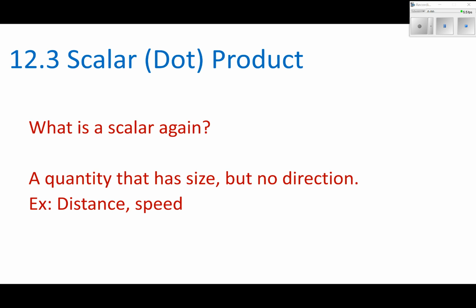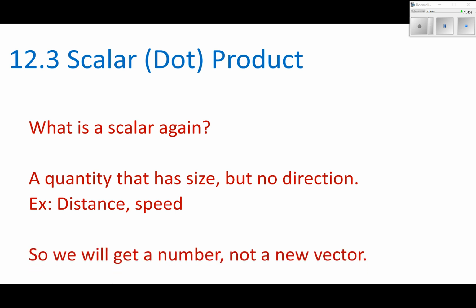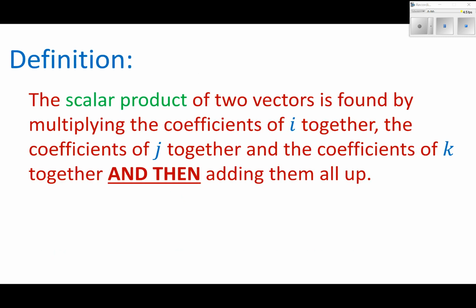Okay, so it's distance, speed. If there's no direction, then it is not a vector. Okay, this will just end up being a number. So when we do our scalar product or our dot product, we get a number and not a new vector.